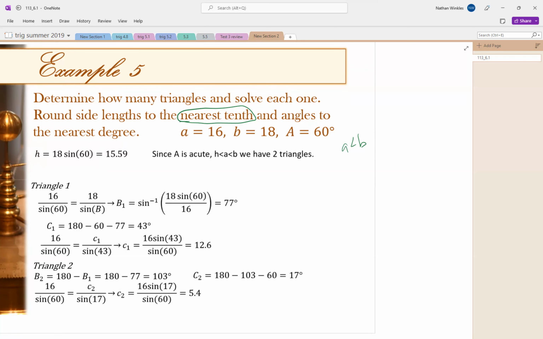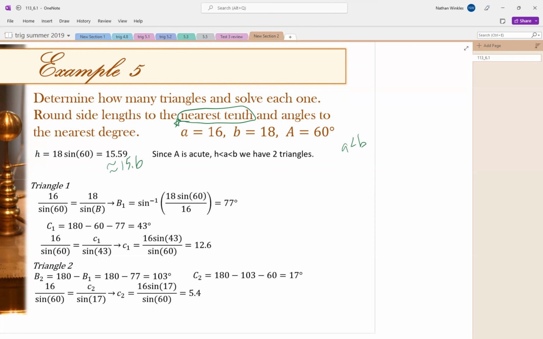Because if you make that mistake here, you're going to show that a is equal to h, which puts us in a whole different case. So really, this should be 15.6 by our rules here. So we have two triangles that we have to consider here.